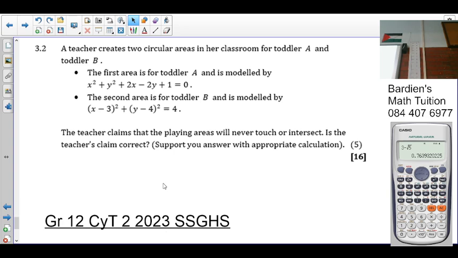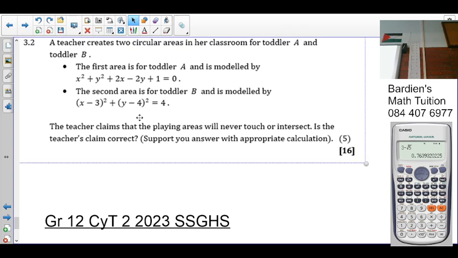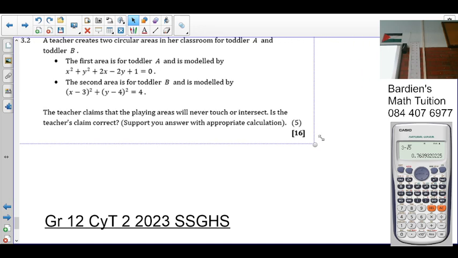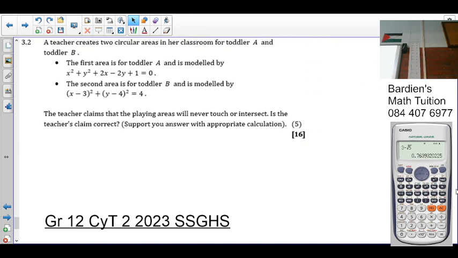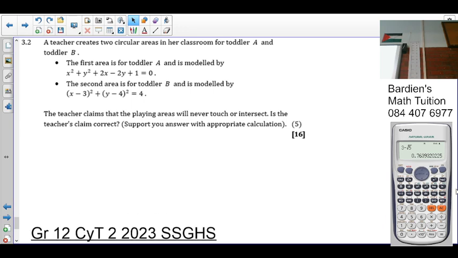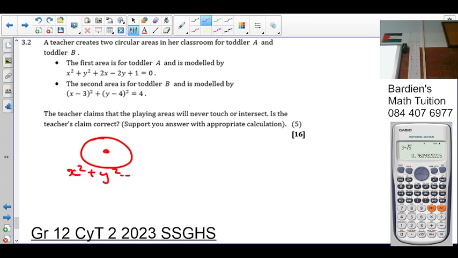In question 3.2, a teacher creates 2 circular areas in a class for toddler A and toddler B. Okay, so we have 2 circles here. The first area is for toddler A and is modeled by the equation x squared plus y squared plus 2x minus 2y plus 1 is equal to 0. We're going to write it in the standard form.